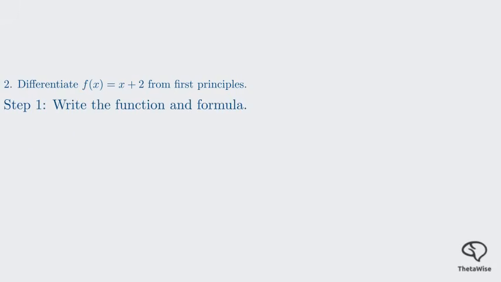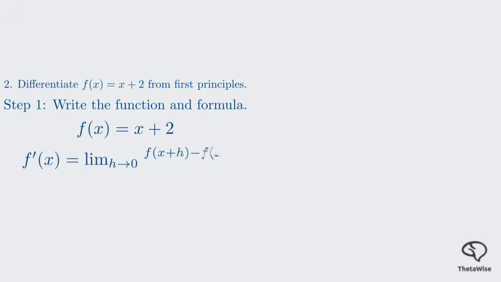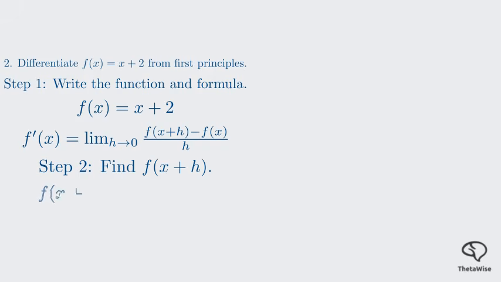Next, let's differentiate f of x equals x plus 2 from first principles. Step 1. Write the function and formula. We have f of x equals x plus 2 and our standard derivative formula. Step 2. Find f of x plus h. We replace x with x plus h, so f of x plus h is x plus h plus 2. There's nothing to expand or simplify here.